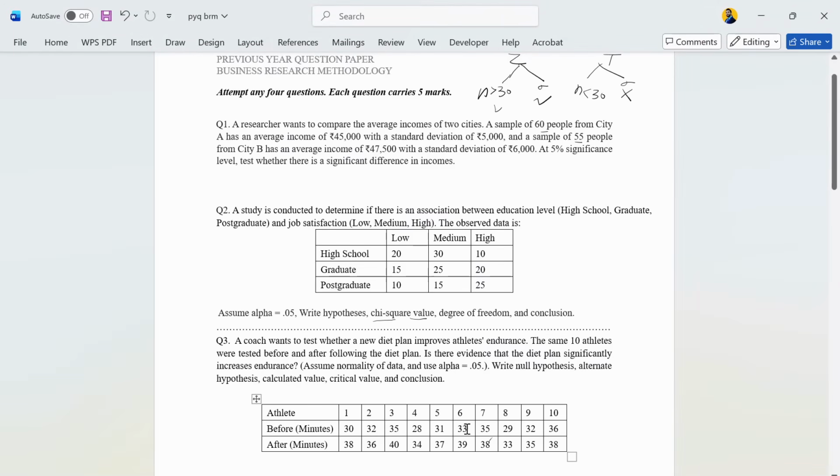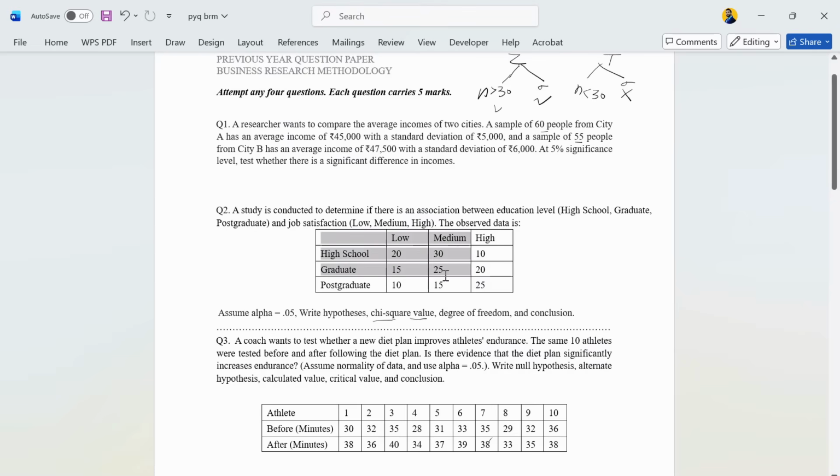Question number two. Now, question number two states that a study is conducted to determine if there is an association between the education level and job satisfaction. And this is the data. And alpha is 5%. We have to write down the hypothesis, chi-square value, degree of freedom, and conclusion. Conclusion basically means we have to identify whether the null hypothesis is accepted or rejected.